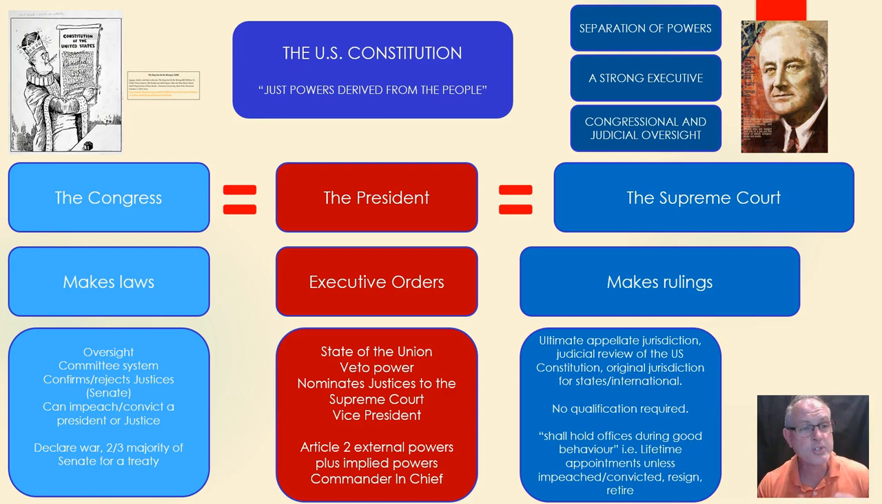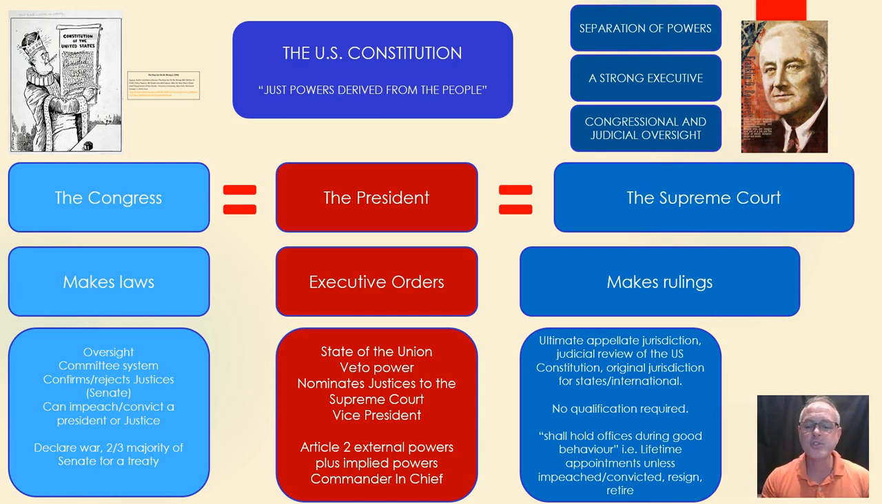If you've got a question about the Constitution, it is the original jurisdiction. It is the starting point of all law for the states and international laws. If a state wants to sue the federal government, it'll end up in the Supreme Court. If there's a dispute between the United States and another country, it'll often end up in the United States Supreme Court. You don't need any qualifications to be a justice of the Supreme Court. You don't have to even be a lawyer.